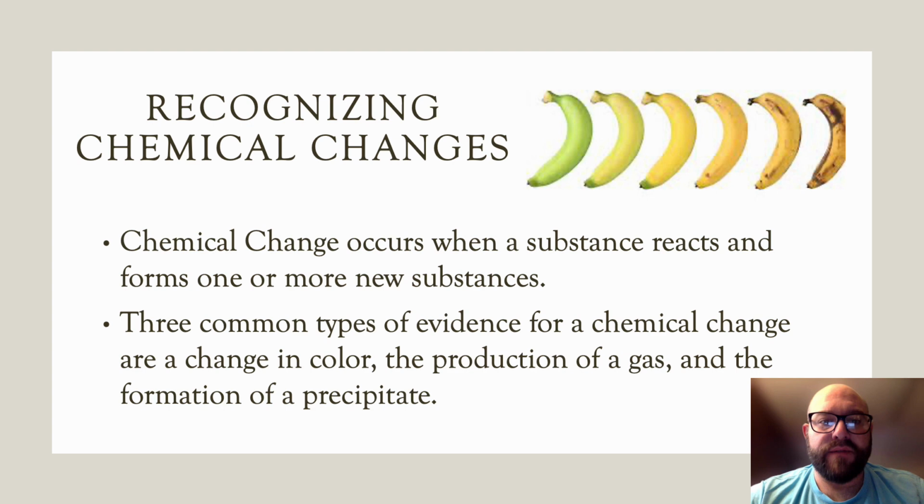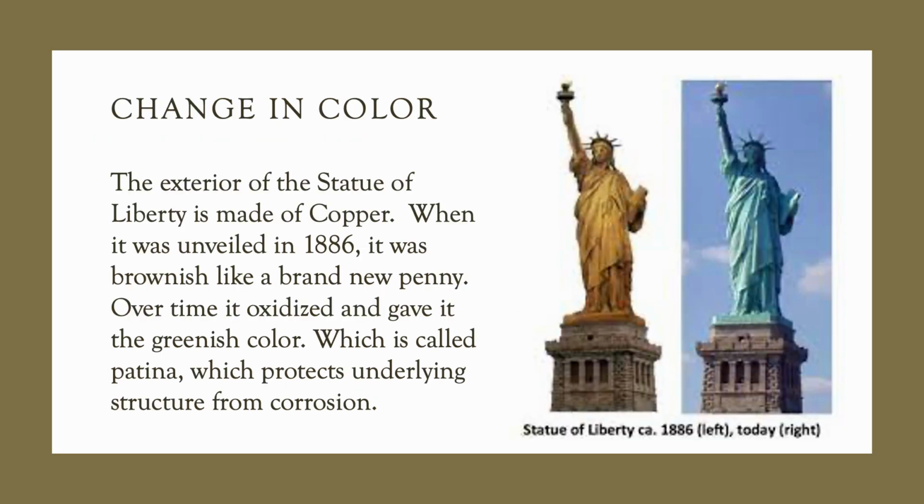Three common types of evidence for chemical change are changing color, the production of a gas, and the formation of a precipitate. So, changes in color. The exterior of the Statue of Liberty is made out of copper. When it was unveiled in 1886, it was brownish like a brand new penny. Over time, it oxidized and gave the greenish color, which is called patina, which protects the underlying structure from corrosion.